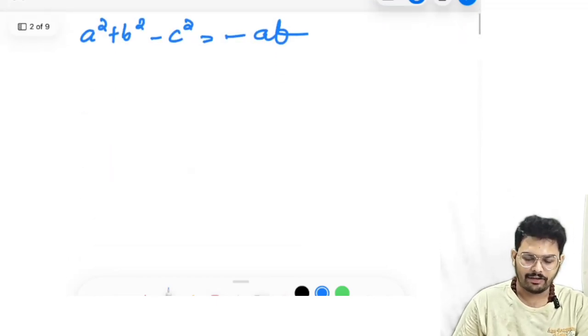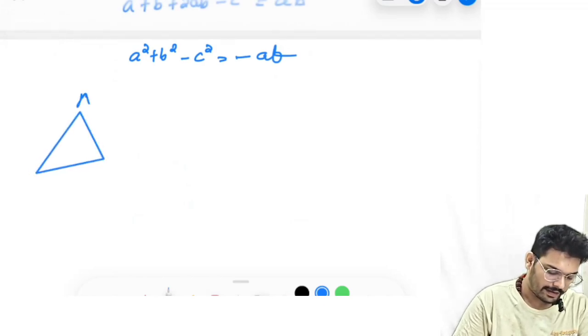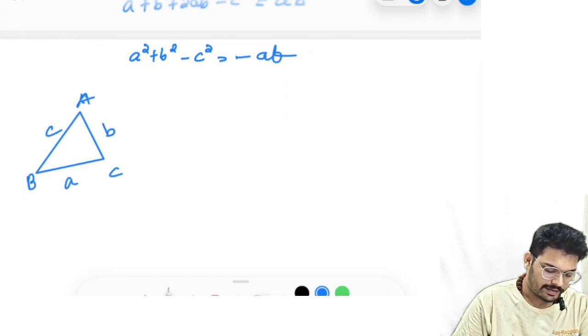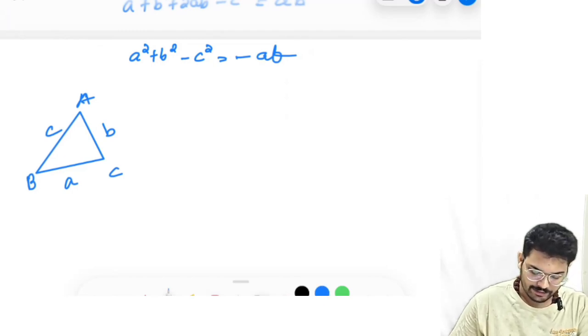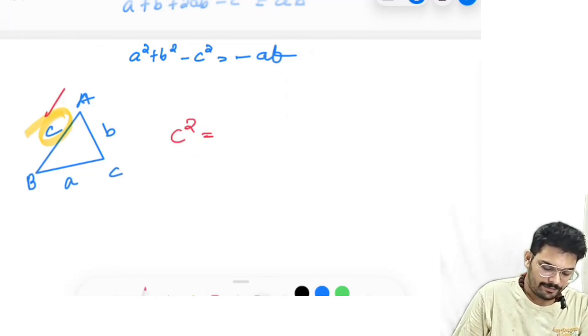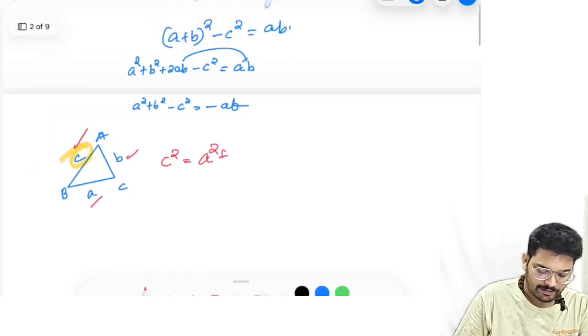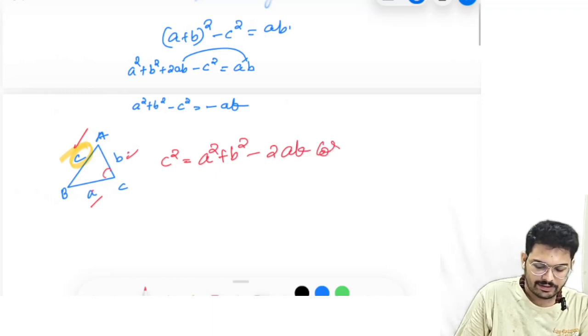Now we can apply cosine law. What is meant by cosine law? If you have a triangle with vertices A, B, C and the sides will be small a, small b and small c respectively, then we can first write the main equation. The square of the length of this side, c square, will be the sum of the squares of these two adjacent sides, that is a square plus b square minus 2ab cos of this angle, cos C.